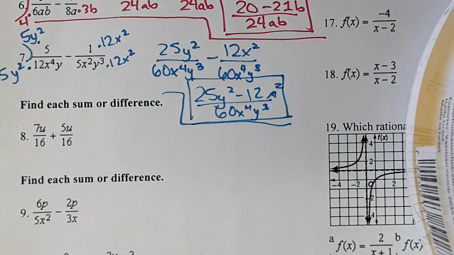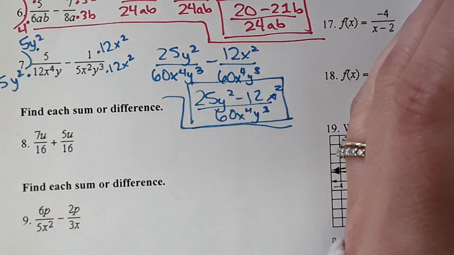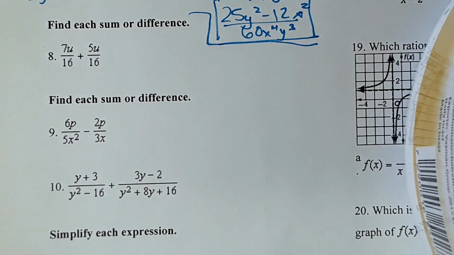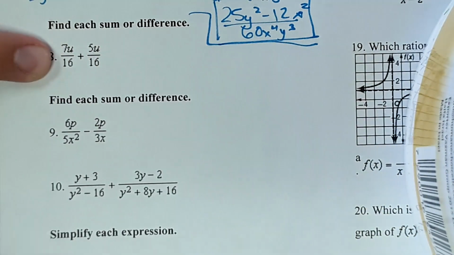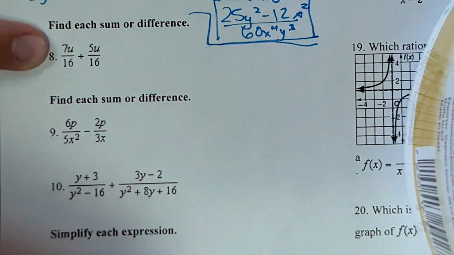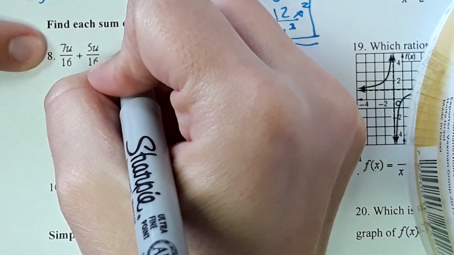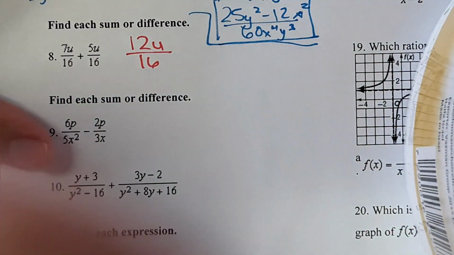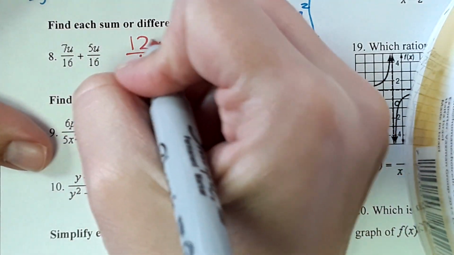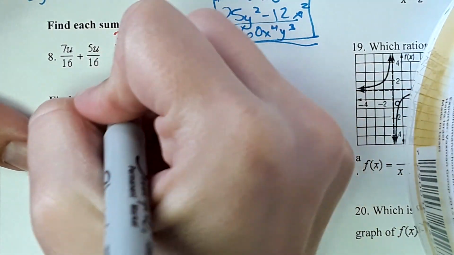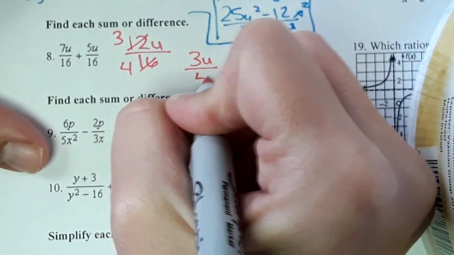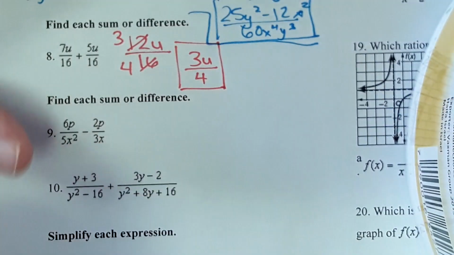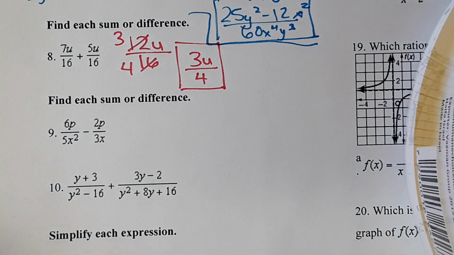Okay, next one gets easy again. Number 8, find each sum or difference. We already have a common denominator, so that means we can just add the two numerators. 7u plus 5u would be 12u over 16. And then simplify. 12 and 16 can both be divided by 4. Get 3u over 4. Done. That's it.